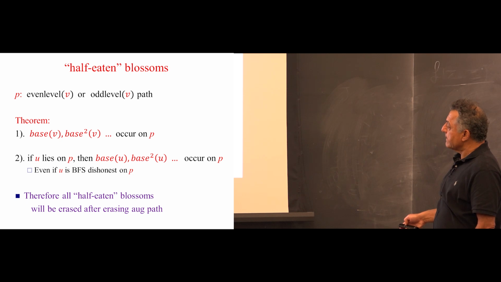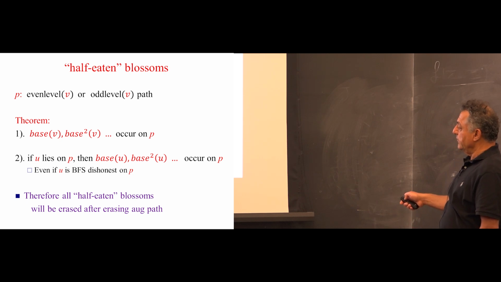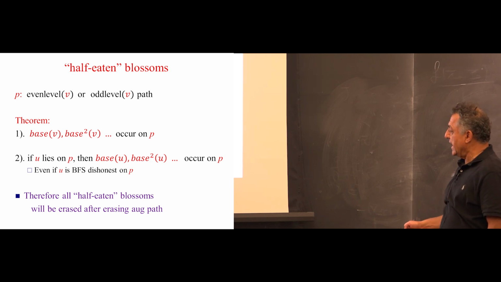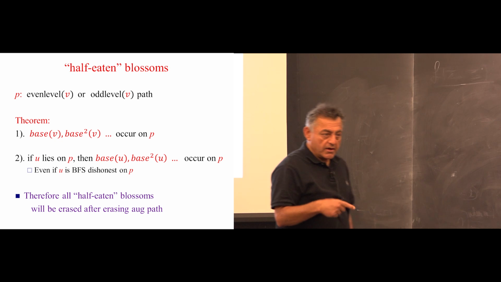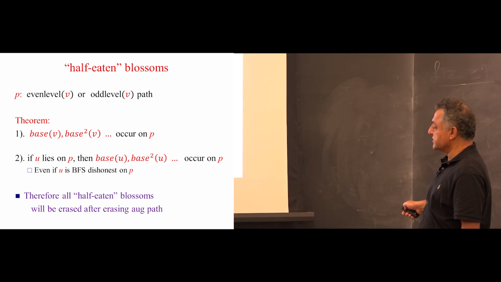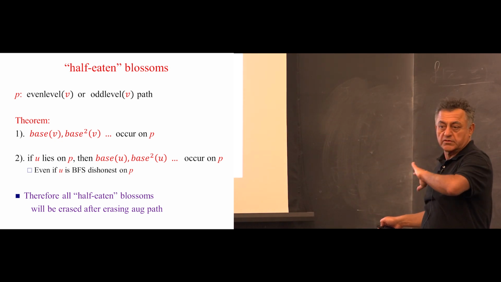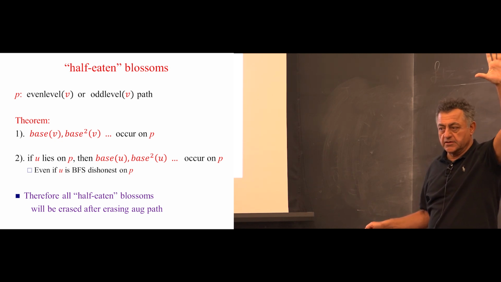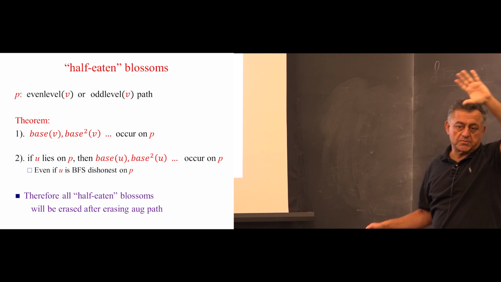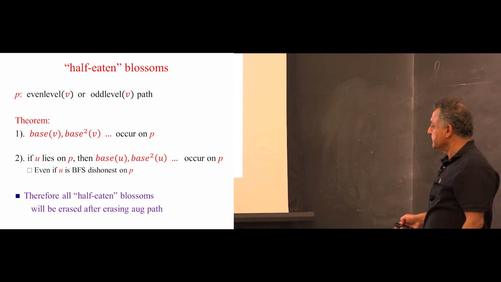Moreover, if P is any even level B or odd level B path, then all the iterated bases occur on the path. And even for a vertex U that lies on it, all its iterated bases occur on this path, even if it is breadth first search dishonest on P. I'll say more about this in a moment. So basically, all of these iterated bases being on the path means they are all removed, so that whole big blossom is removed. So the picture is as clean as when you found the first path. All those markings are around to find the second path. Okay?